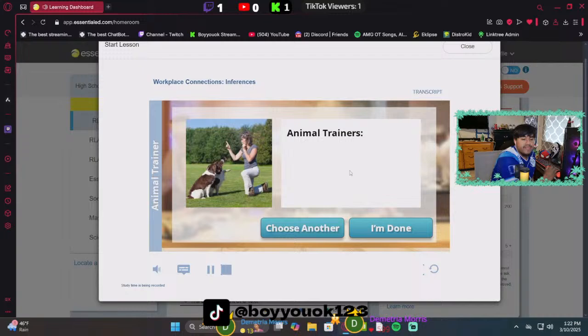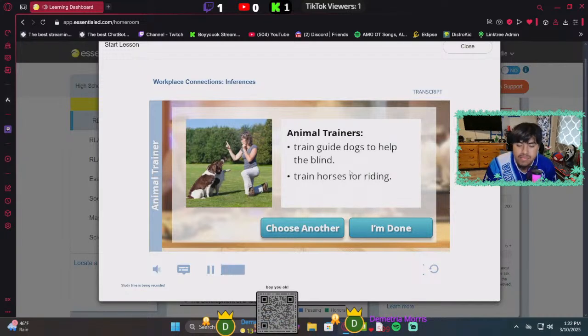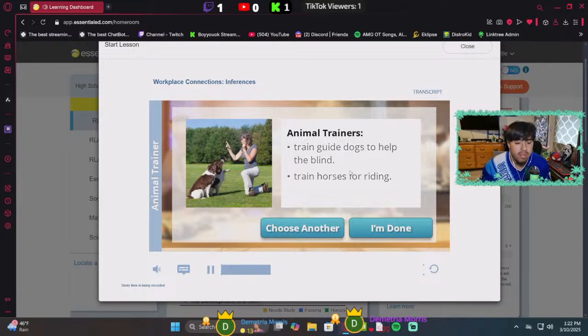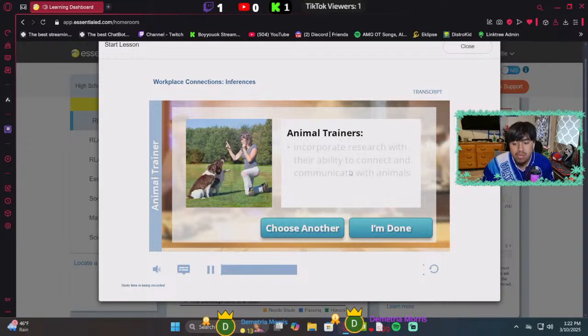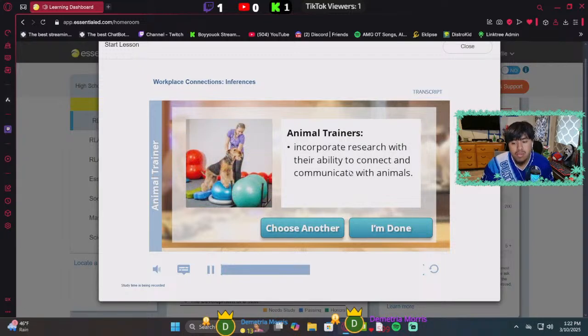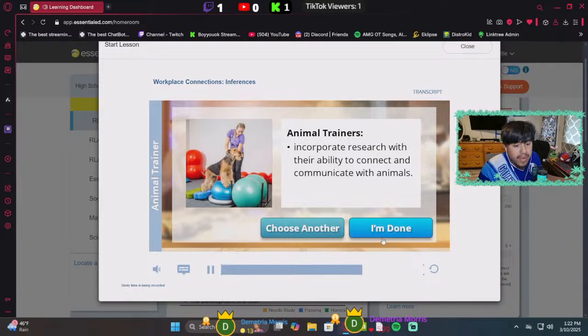Animal trainers work in several types of fields. They might train guide dogs to help the blind, or they might train horses for riding. They might work with household pets to solve training problems. Their work involves incorporating research with their ability to connect and communicate with animals. Reading and understanding research involves making inferences and evaluating conclusions. And when a dog owner brings their pet to a trainer because of the dog's behavior problems at home, the trainer needs to make inferences about the dog's problems and the relationship between the dog and the owner.